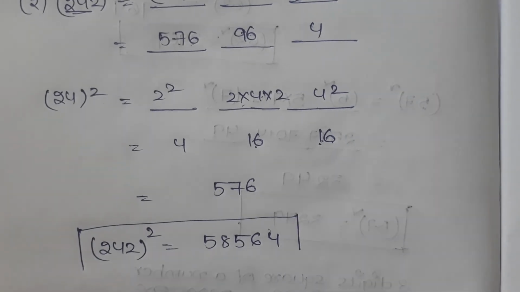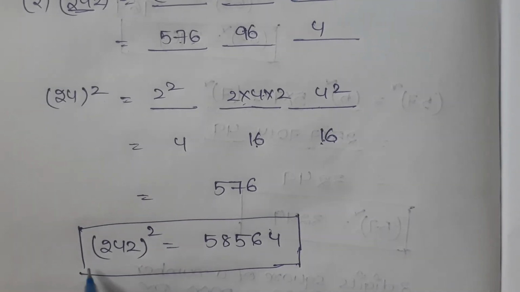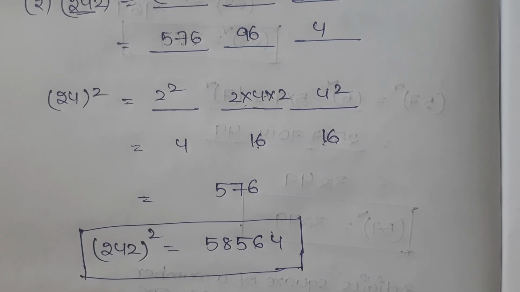And the square of 242 is 58564. And this is about the sum of the square tricks to solve very easily.